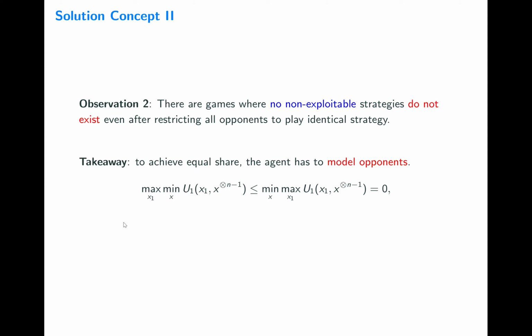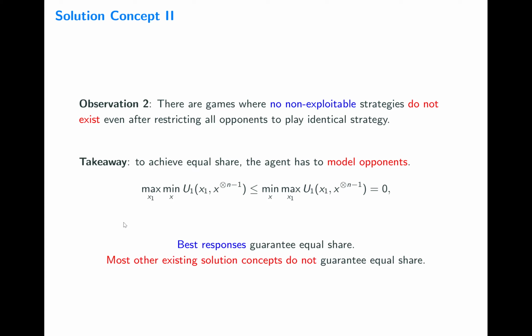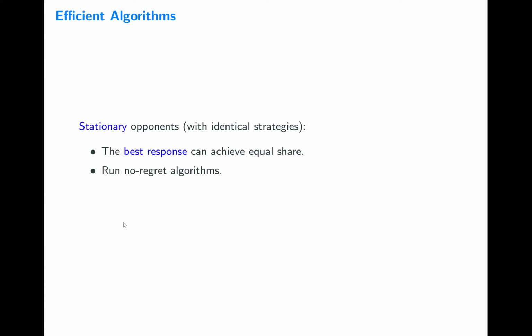So the only case that is equal to 0 is when your opponent chooses first. If your opponent first chooses the policy, and then you choose some policy adapted to that. That is, you don't have any non-exploitable policy. To achieve an equal share, you need to do some opponent modeling, and you need to be adaptive to the opponents. So the conclusion is, in order to achieve this equal share, most existing solutions would not guarantee equal share. However, if we do opponent modeling, and if we can adapt to the opponent strategy, then we play a best response to them. And this is more or less the only standard thing that will guarantee the equal share.